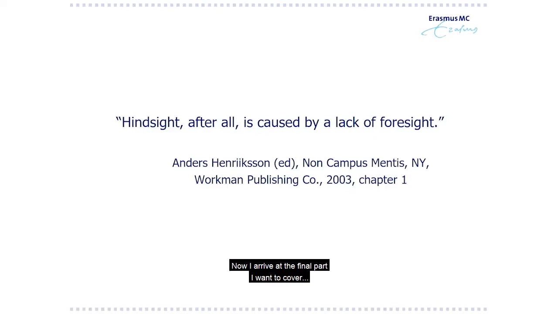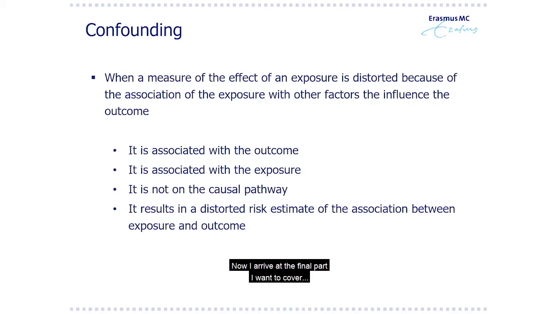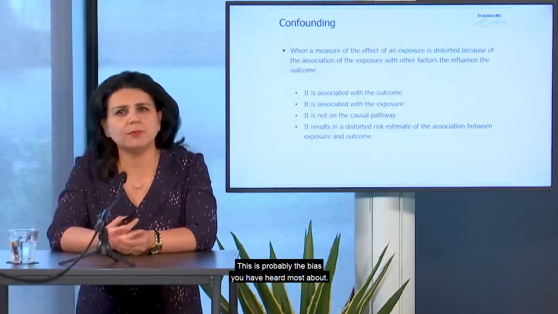Now, I arrive at the final part that I want to cover during this series of lectures on study design and research design, and that is confounding and effect modification. Confounding is the third sort of bias. This is probably the bias that you have heard most about.